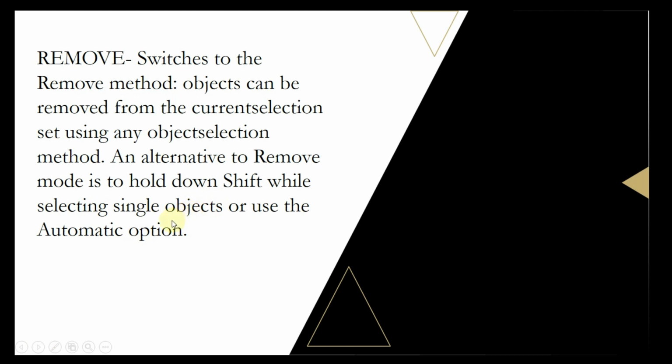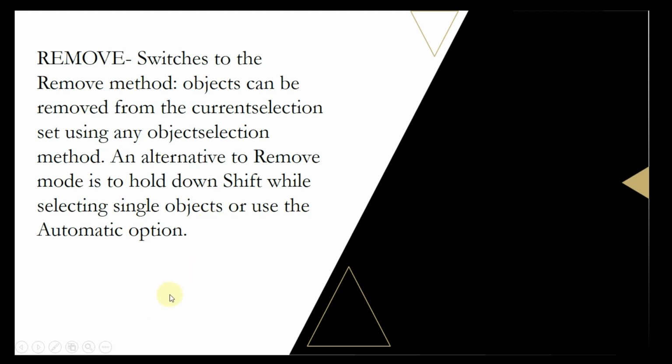Remove. Okay, what is remove? Remove switches to the remove method. Object can be removed from current selection by using any object selection method. An alternative to remove mode is to hold down shift while selecting a single object or use the automatic option. So, may dalawang options tayo dito. We're going to type the remove or simply just hold the shift button.